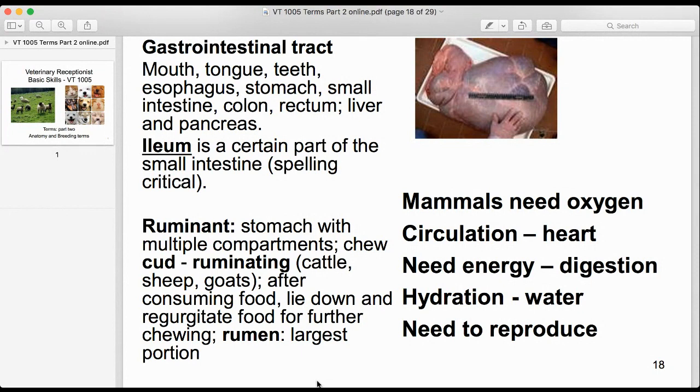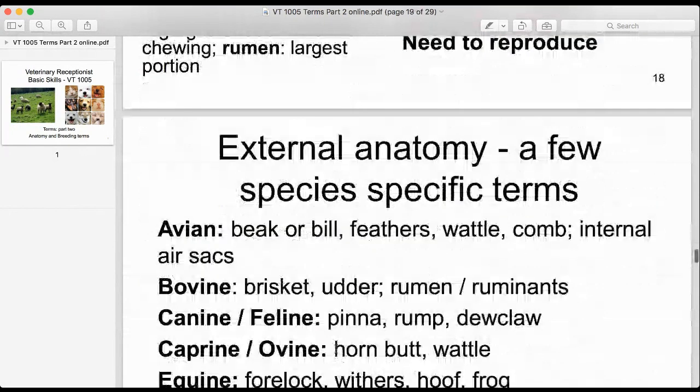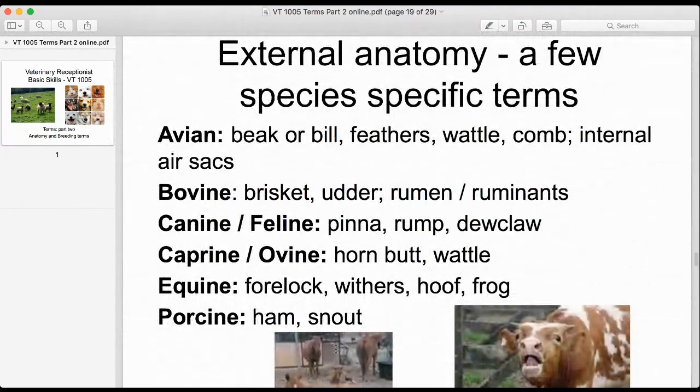Mammals need oxygen, they need circulation for the heart, they need energy for digestion, hydration for water, and they need to be able to reproduce. So this is just a slight showing of some anatomical areas. We will continue with the external anatomy on a second part of this presentation. So at this point, I'm going to cease the recording and we'll make it 2 parts.